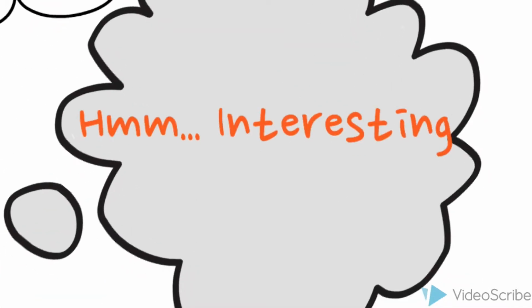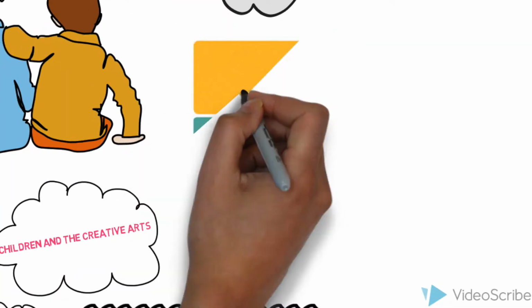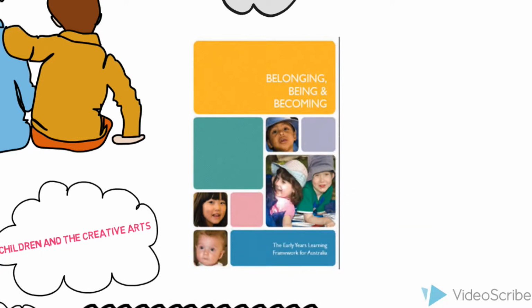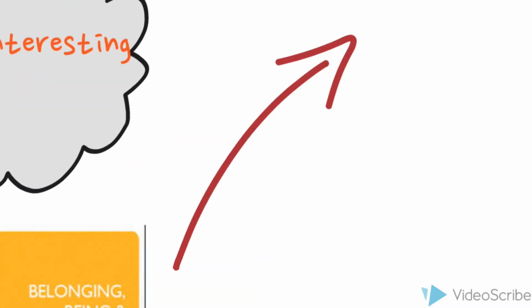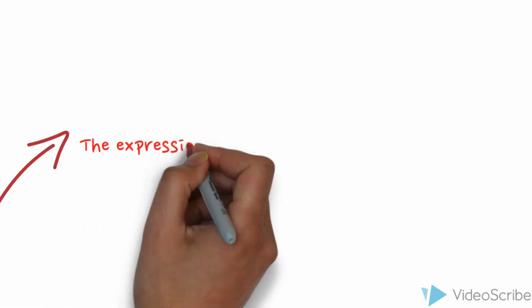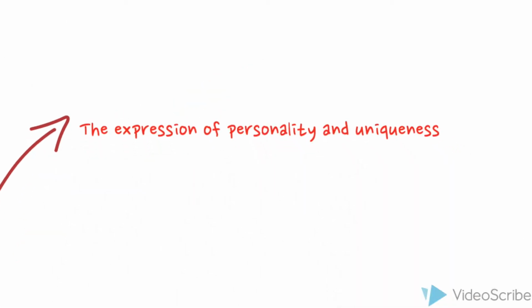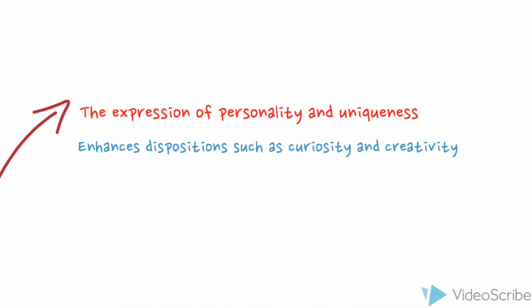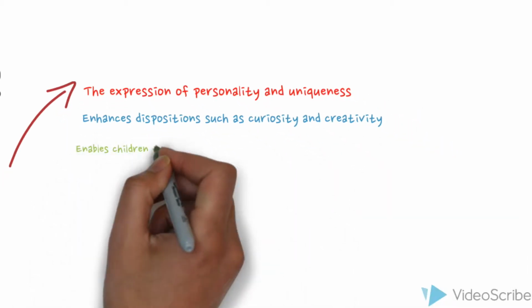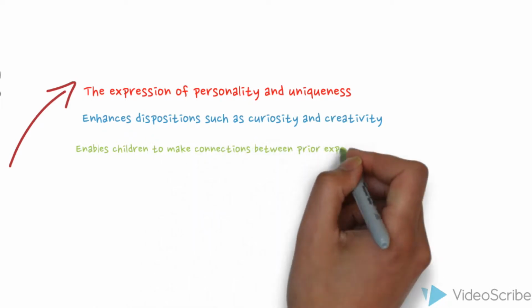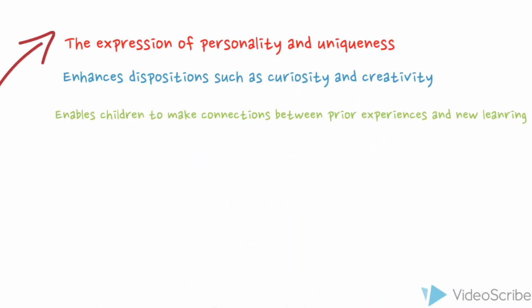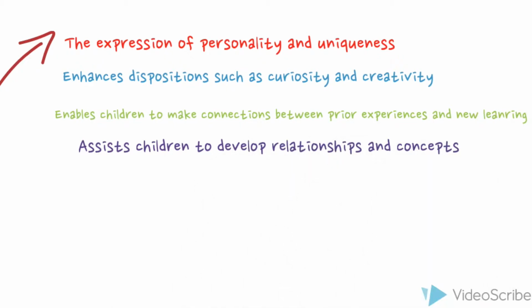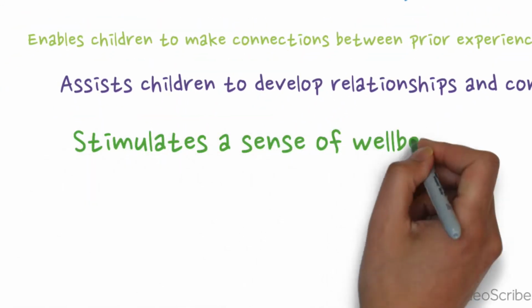In Australia, this idea is accepted and promoted through the Early Years Learning Framework, Belonging, Being, Becoming. The EYLF states that play allows for the expression of personality and uniqueness. It enhances dispositions such as curiosity and creativity. Play enables children to make connections between prior learning and new learning. It assists children to develop relationships and concepts, and it stimulates a sense of well-being.